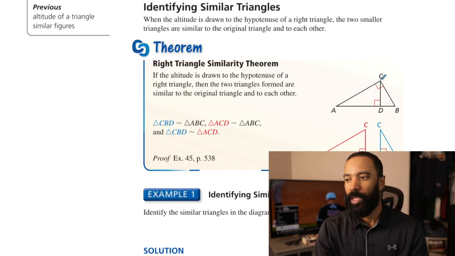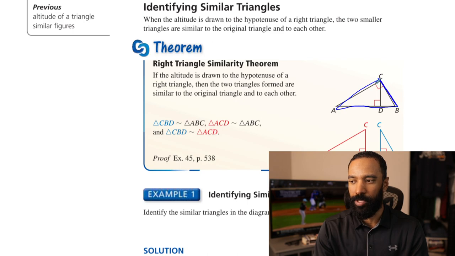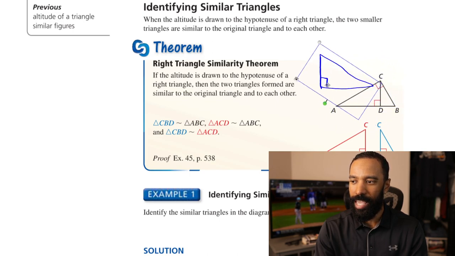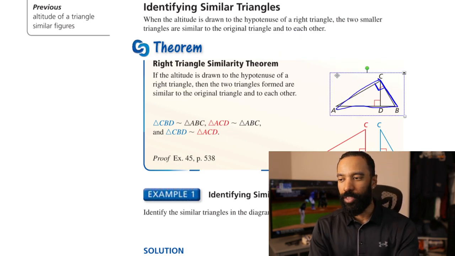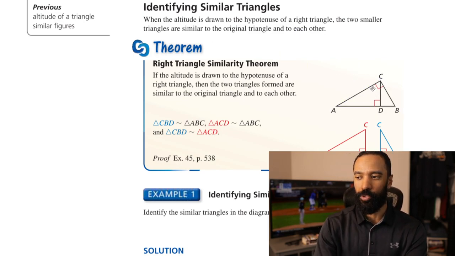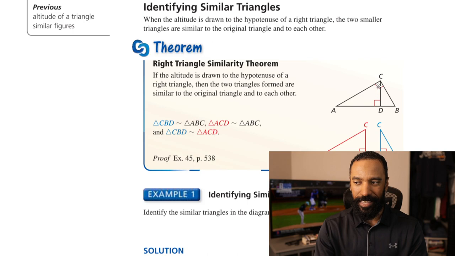What did they just say? There's a big right triangle here, ABC. You can tell by the right angle here. It's maybe not drawn in the way that you're used to, but if I turn it over like this, you go, oh, yeah, ABC, right? Right triangle. If I turn it over this way, though, you can probably see the altitude drawn in a better way, this CD like that.